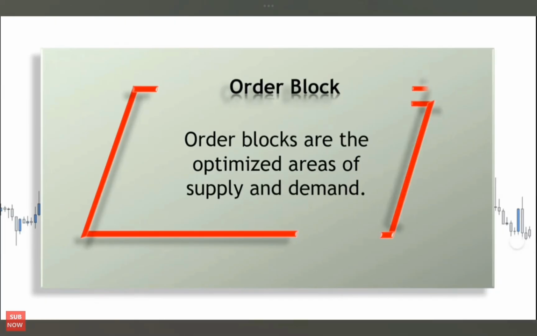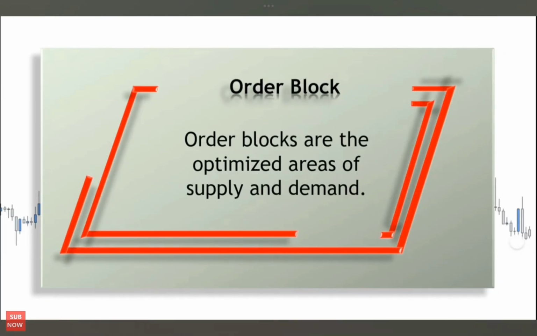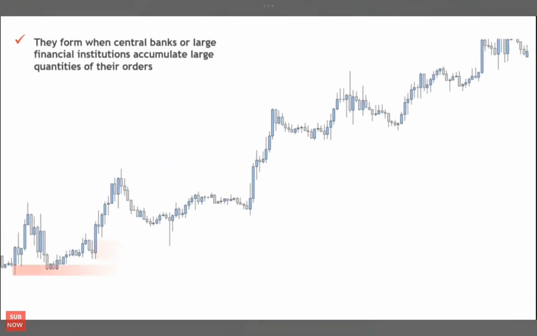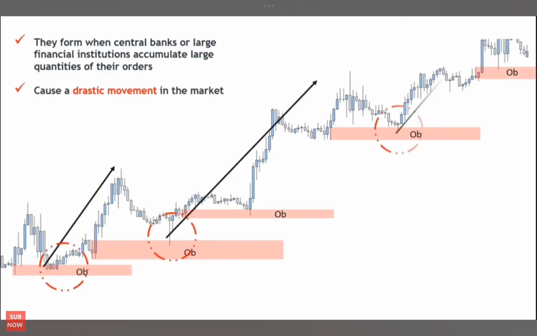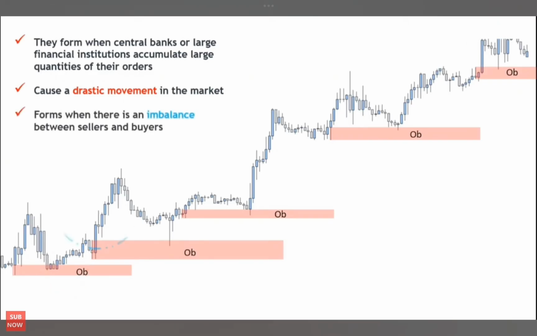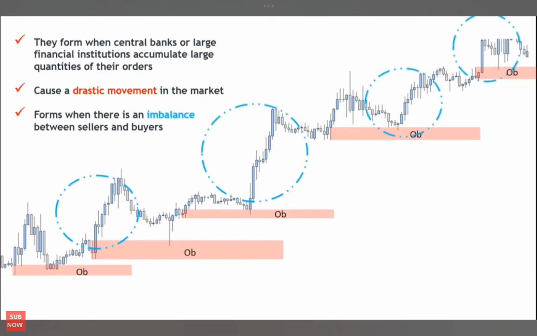The first principle is order block. Order blocks are the optimized areas of supply and demand. And they form when central banks or large financial institutions accumulate large quantities of their orders in a small area, which can cause a drastic movement in the market. In other words, they form when there is an imbalance between sellers and buyers.